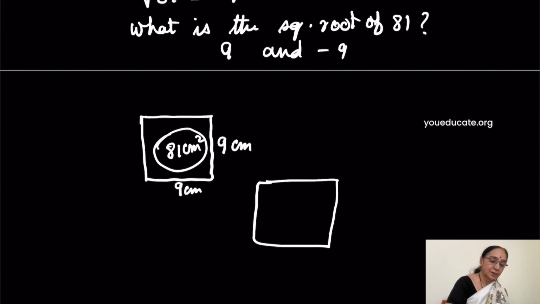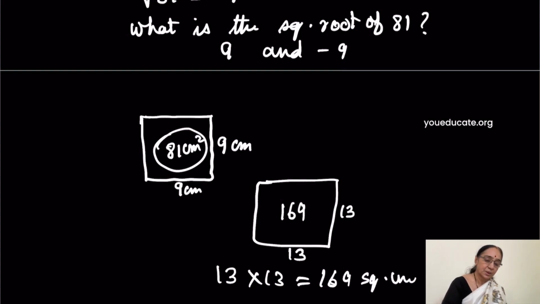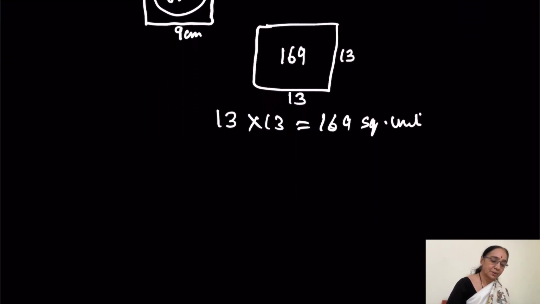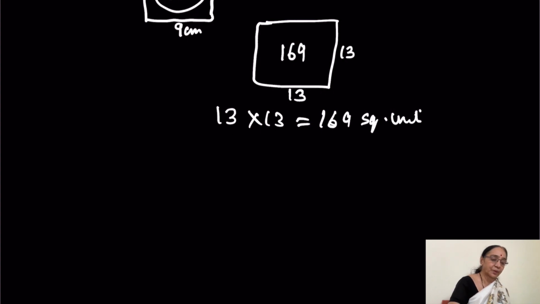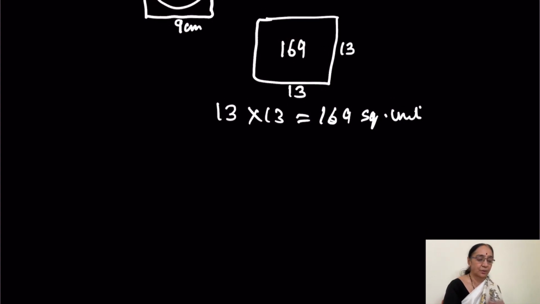Now supposing the side is say 13, the area would be 169 because 13 times 13 is 169. So here you have a square whose area is 169 square units. So that's why it gets its name. The perfect squares get the name square numbers because they can be represented as area of a square.